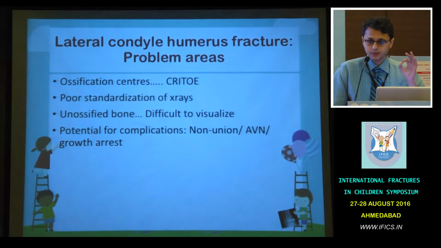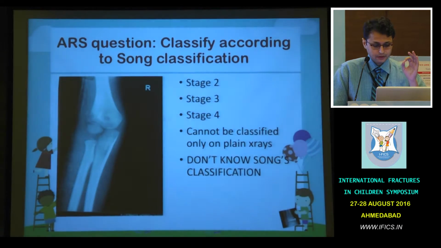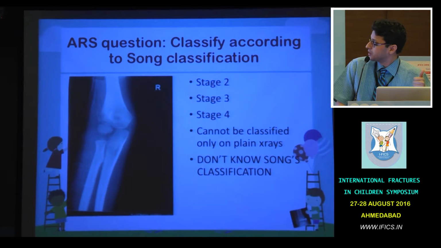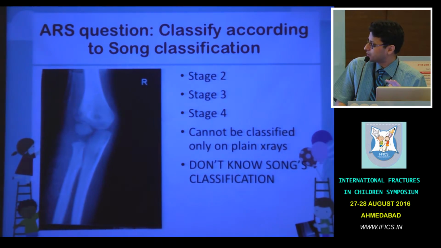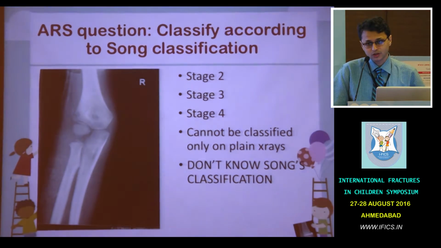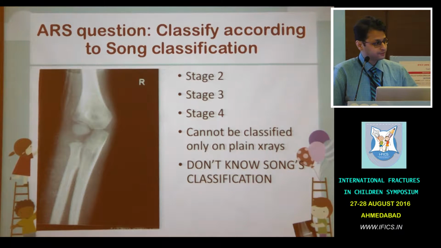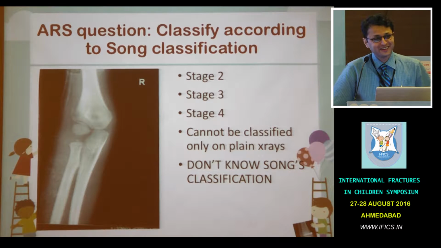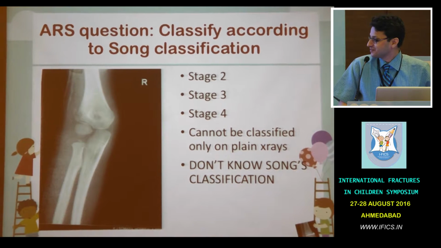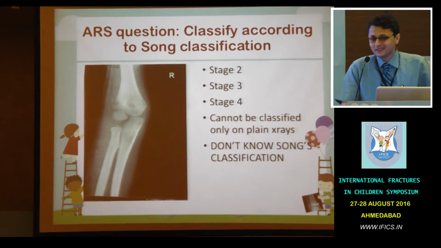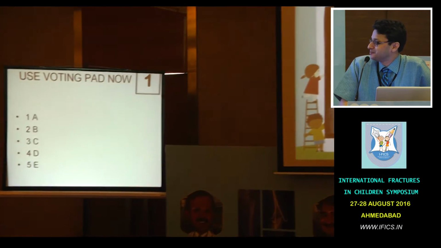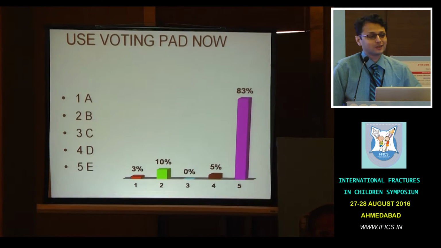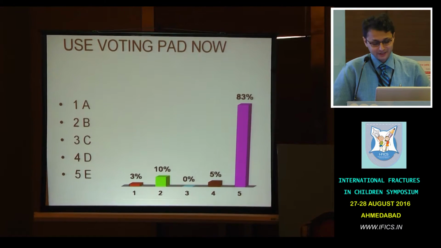So I'll start off with a simple ARS question based on this topic. Classify according to Song's classification: stage 2, stage 3, stage 4, cannot be classified, and the most important, don't know about Song's classification. So we can start off. So that's why I put this classification. So let's see which percentage is for 5. Alright. So this means that this lecture is quite pertinent, so I'll go on.